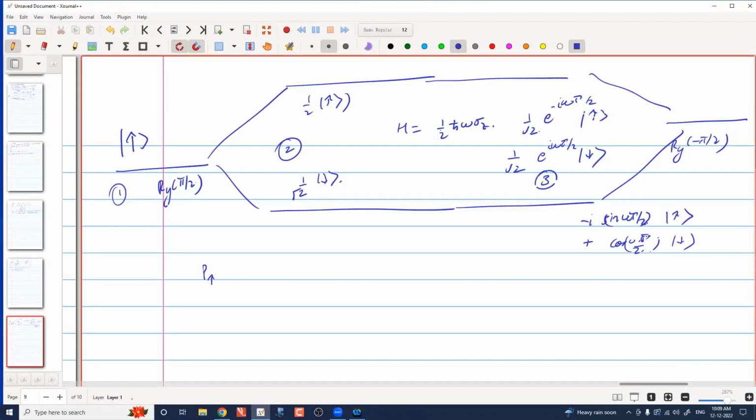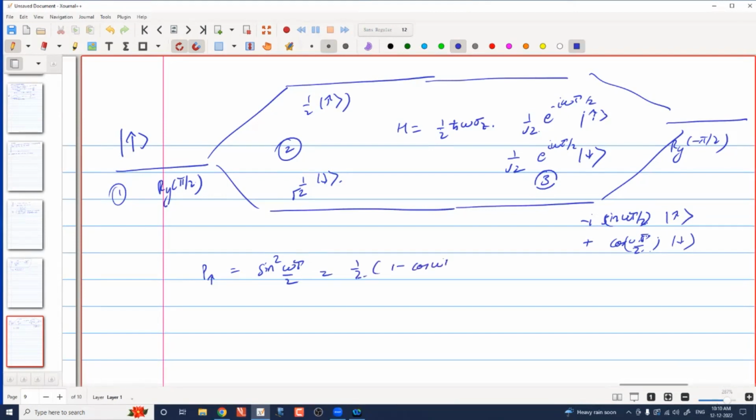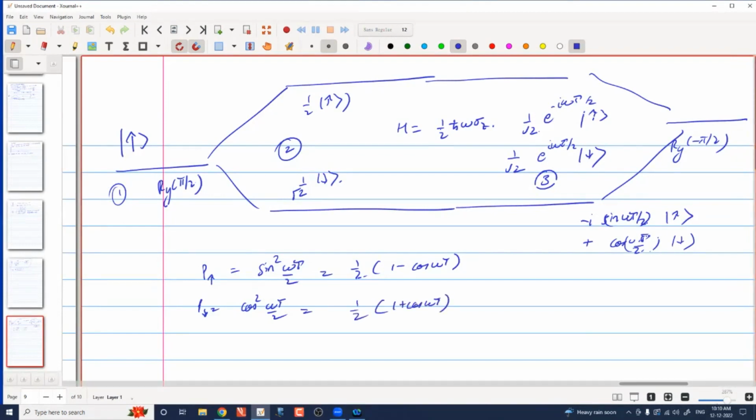As I said, the probability of measuring the upspin was, and the probability of measuring the downspin was. I'm making a mistake somewhere.